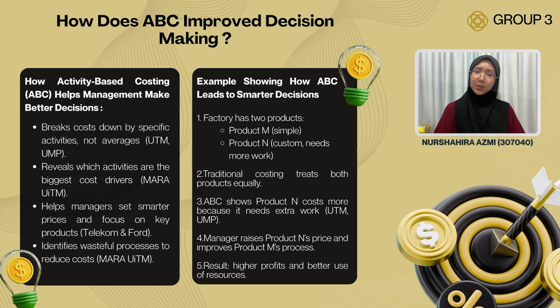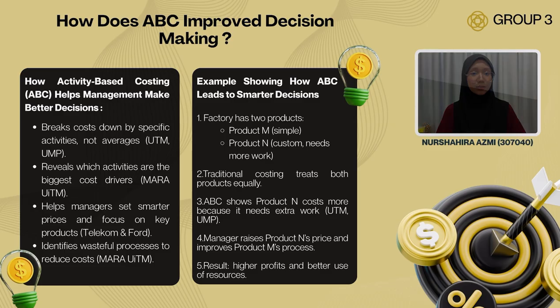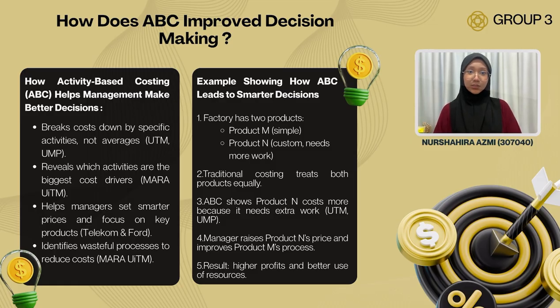Secondly, activity-based costing enables managers to identify the major cost drivers, the activities that consume the most resources. Research from Mara and UiTM highlights how this insight helps companies focus their cost control efforts more effectively. Thirdly, with accurate cost information, companies like Telecom and Ford can set prices more strategically and focus on their most profitable products. Fourth, activity-based costing also helps identify wasteful processes, enabling businesses to reduce unnecessary costs and improve operational efficiency.